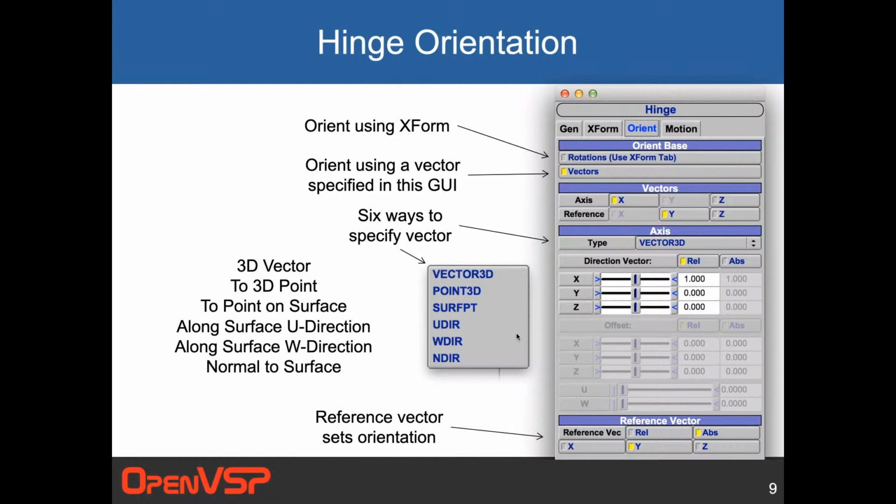And so in VSP, the hinge allows you all of that control, and it gets a bit confusing, but this input allows you to basically, if you want to use just angles from the Xform tab, you click rotations here at the top, and it uses the Xform tab just as any other component. Otherwise, if you want to use this tab, which is a little more complex, you choose the vectors button, and it uses this GUI to specify the angle.